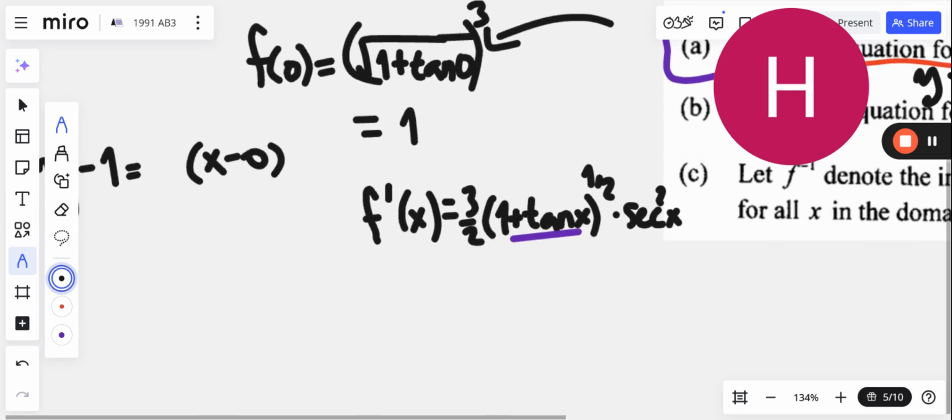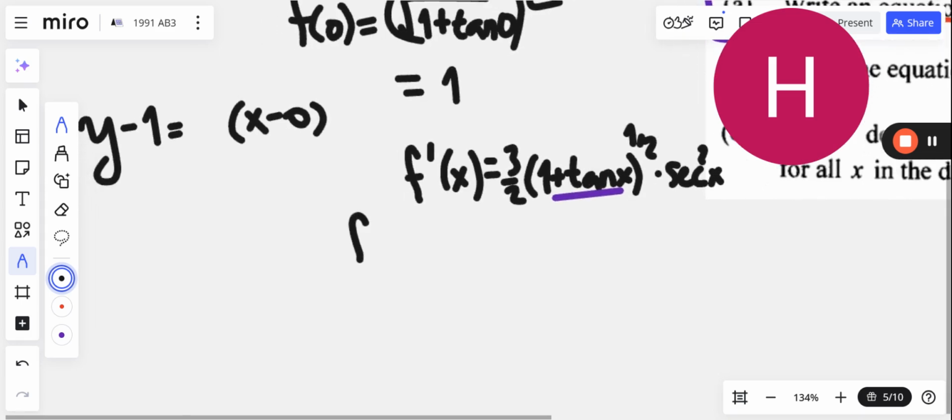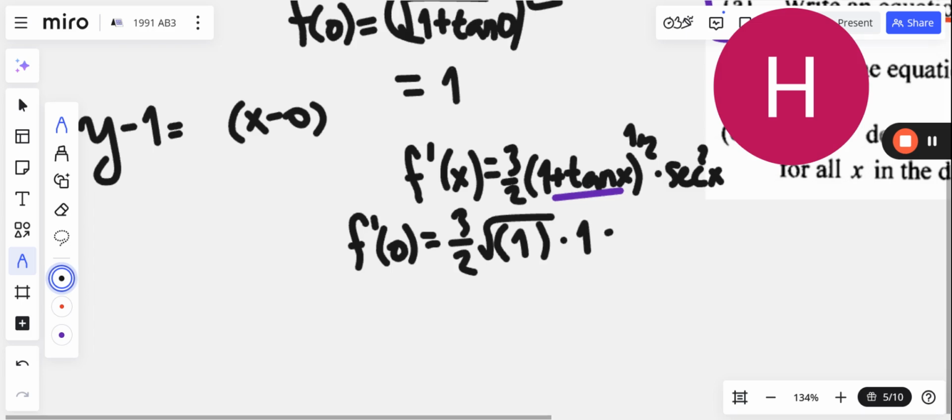Okay, and where do we want to find this derivative? We want to find it at x equals 0. Very easy to do. So 3/2. Again, if we plug in 0, this is going to become the square root of 1 plus 0, which is just the square root of 1, which is just 1. And then secant of 0, since secant is just 1 over cosine of 0, which is 1, that means secant is 1. And so secant squared is 1. So we just got a whole lot of 1s here. And that gives us a slope of 3/2.